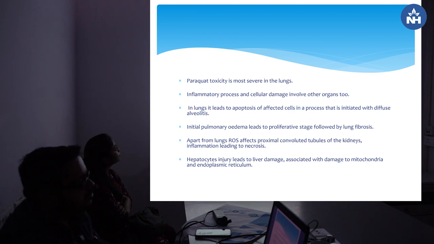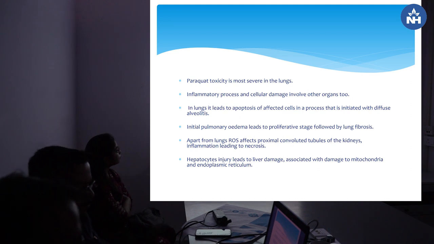Paraquat toxicity is most severe in the lungs. The inflammatory process and cellular damage, however, involve other organs too. In the lungs, it leads to apoptosis of affected cells in a process that is initiated with diffuse alveolitis. Initial pulmonary edema leads to a proliferative stage followed by lung fibrosis.